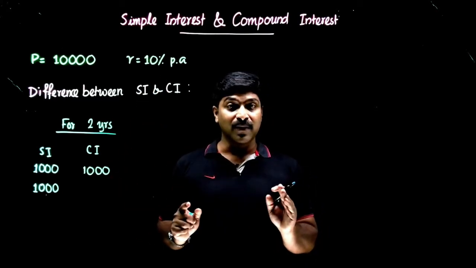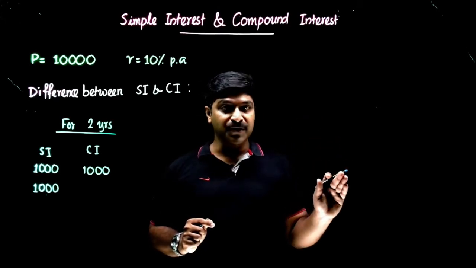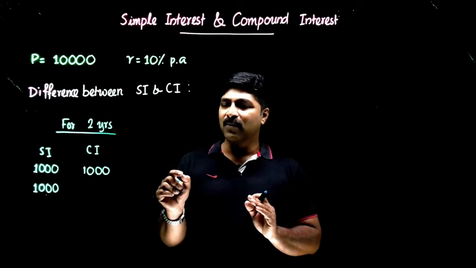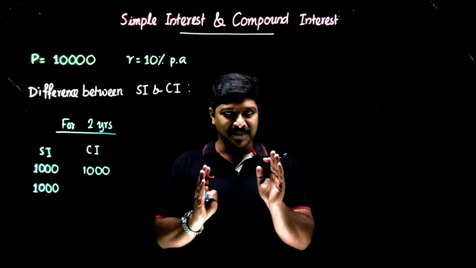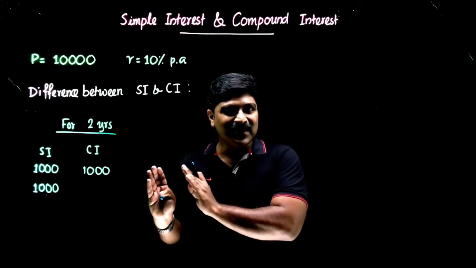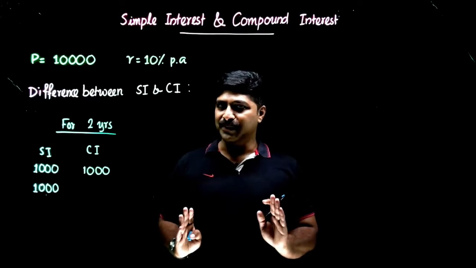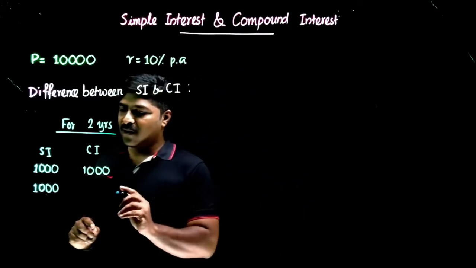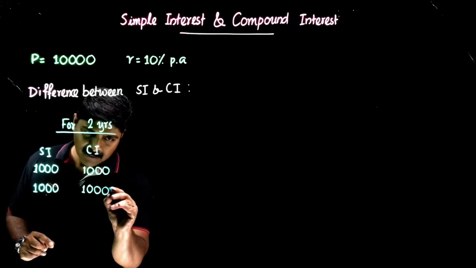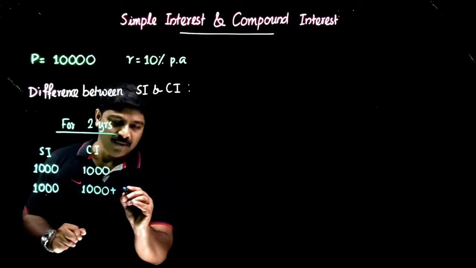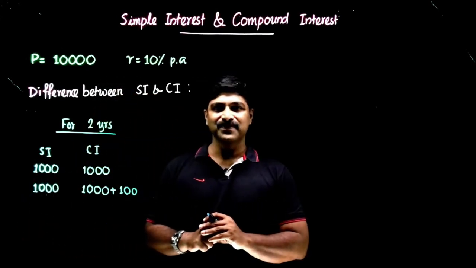As we know, for the second year, the principal we have to consider is the amount at the end of the first year. Instead of calculating like that, this is the easiest trick that you can apply for such types of questions also. So the compound interest for the second year is this 1,000 plus 10% of 1,000. What is 10% of 1,000? That is simply 100. Clear?